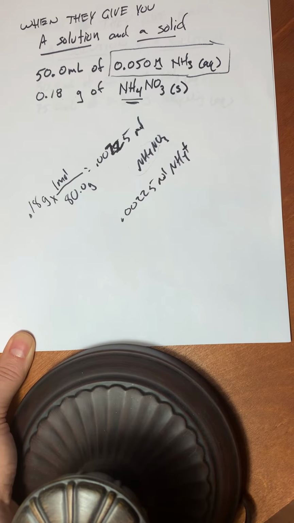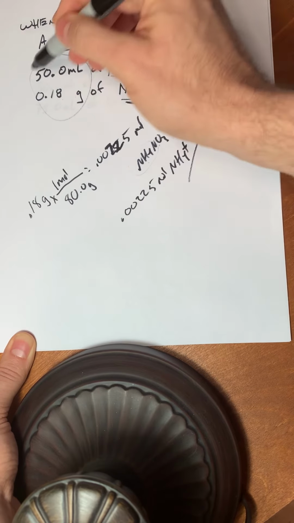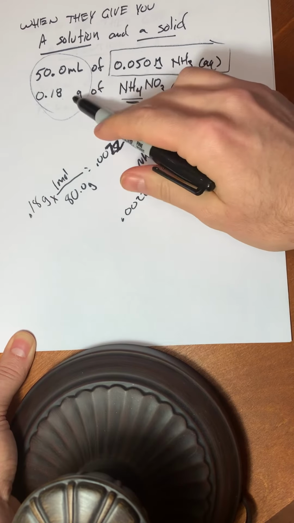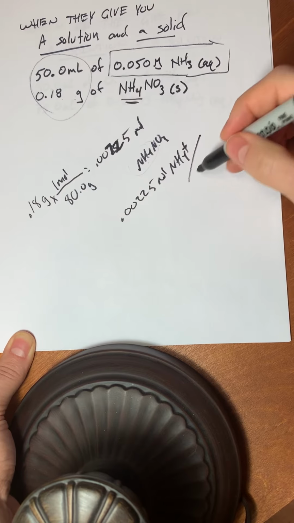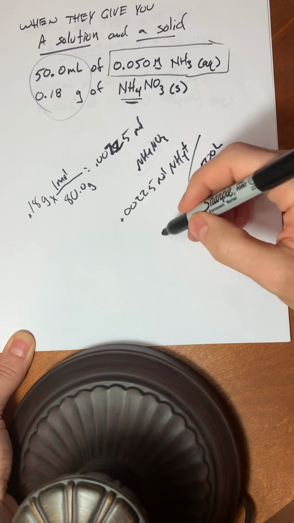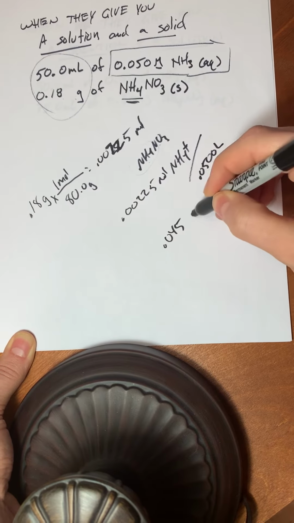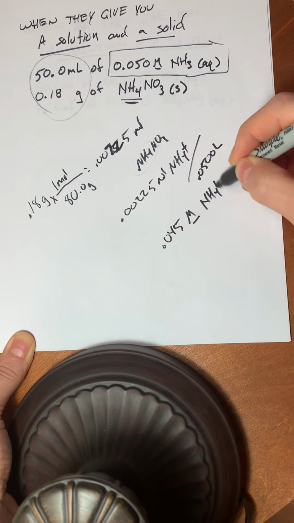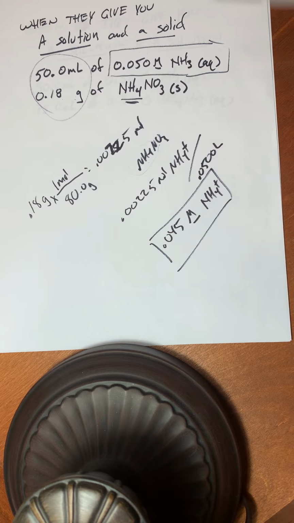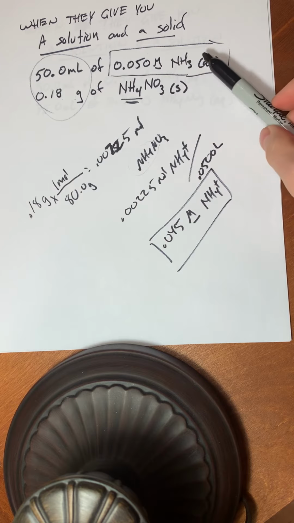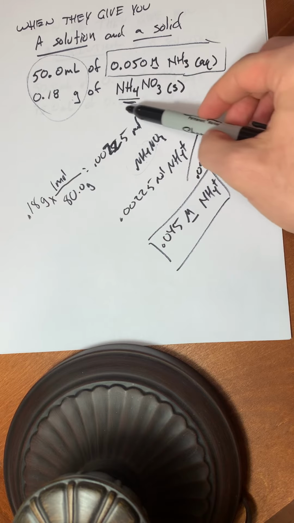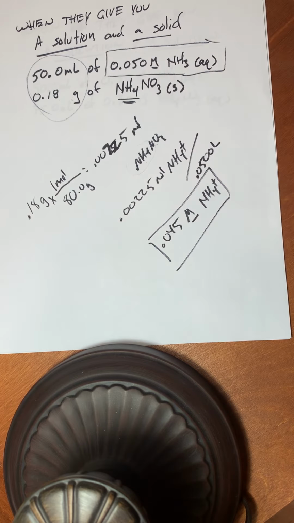Moles is good, but we need molarity. What's the volume? The 50 mils plus the 0.18 grams. The volume of that 0.18 grams is negligible, so it's just the 50 mils, so that's 0.0500 liters, leaving us with 0.045 molar ammonium ion. We can plug that right into the conjugate acid place in our table. We have the 0.05 molar aqueous ammonia that we plugged in, and now we have the ammonium ion that we can plug in because we just added it into that solution.